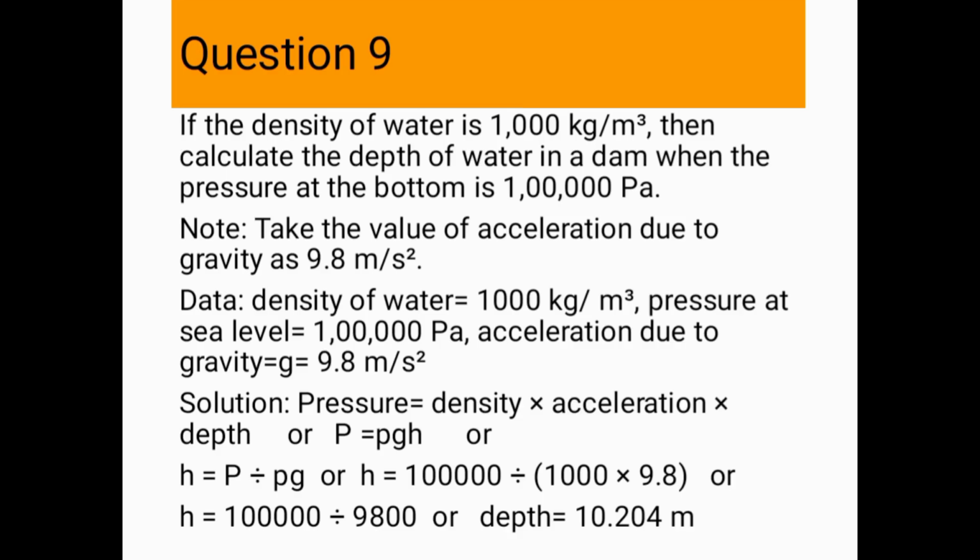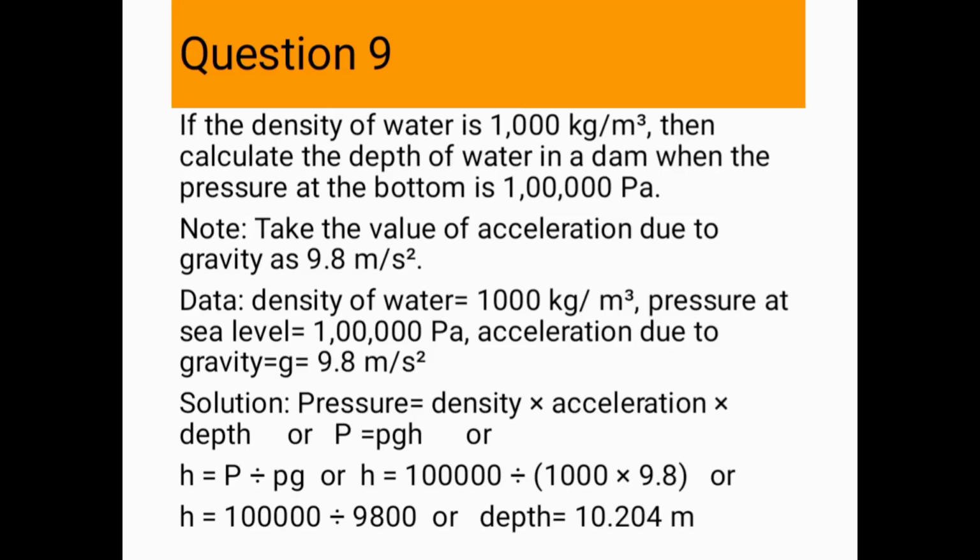Question 9. If the density of water is 1000 kilograms per cubic meter, then calculate the depth of water in a dam when the pressure at the bottom is 100,000 Pa. Note: take the value of acceleration due to gravity as 9.8 meters per second squared. Data: density of water equals 1000 kilograms per cubic meter, pressure equals 100,000 Pa. Acceleration due to gravity g equals 9.8 meters per second squared.